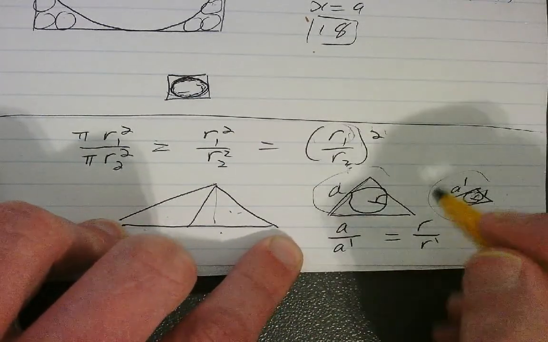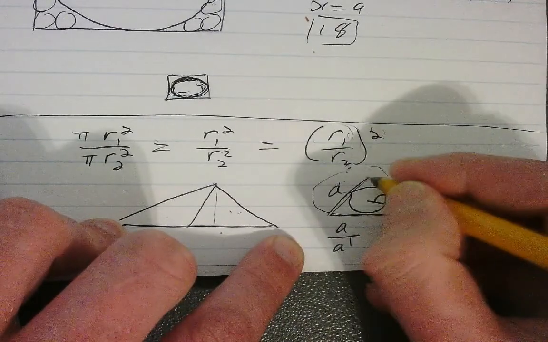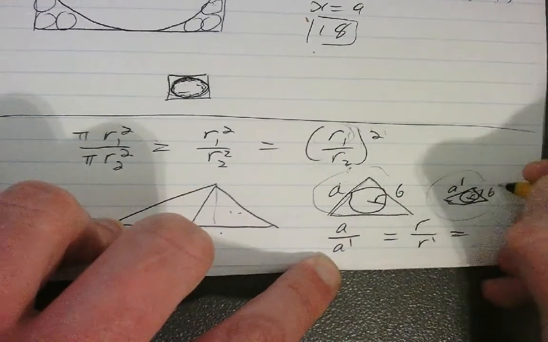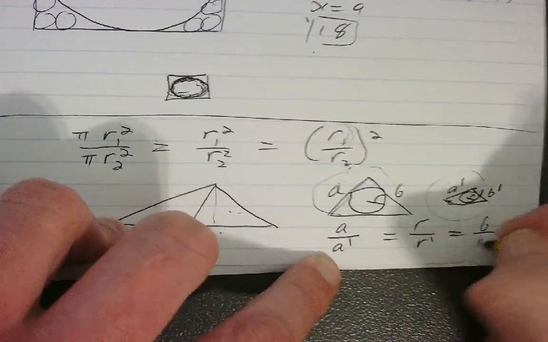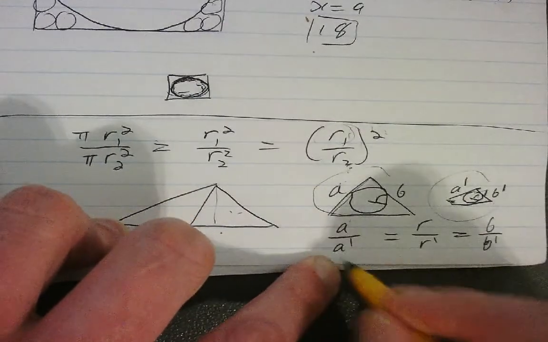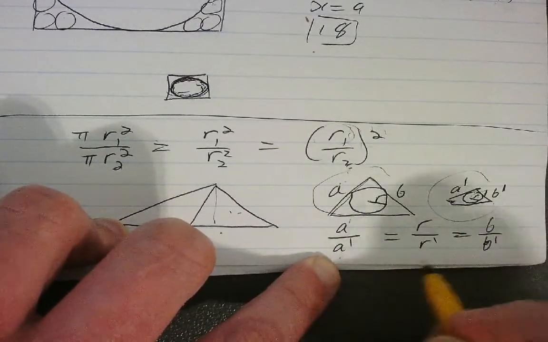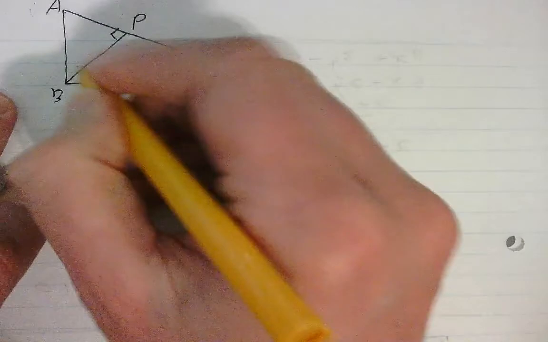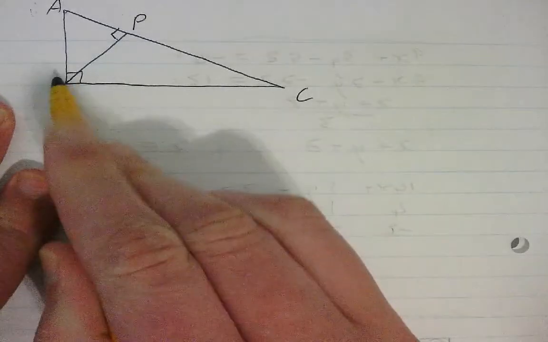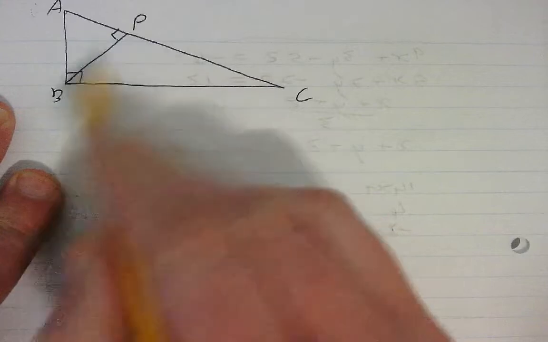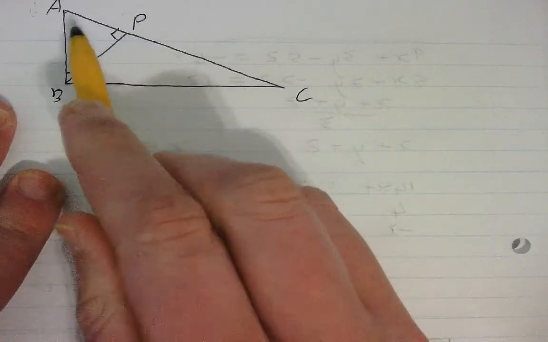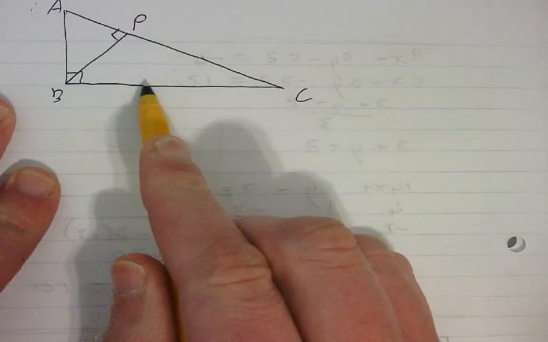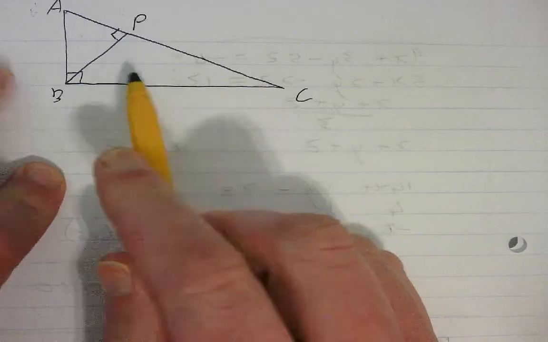Now usually with similarity we would work with the sides. So if this is side length B and this is side length B prime, then B divided by B prime is the same as A divided by A prime, but we can use any lengths. When you work with something like this, where you've got a right angled triangle and a perpendicular drop from this vertex, you'll know that this triangle is similar to this triangle, which is similar to the big triangle. But let's just prove that.